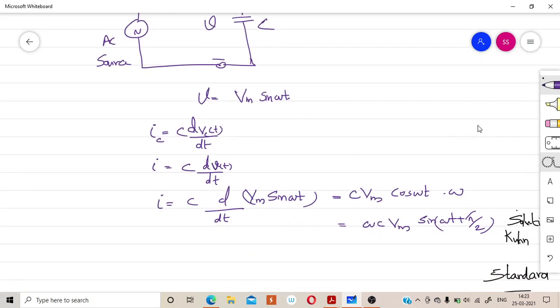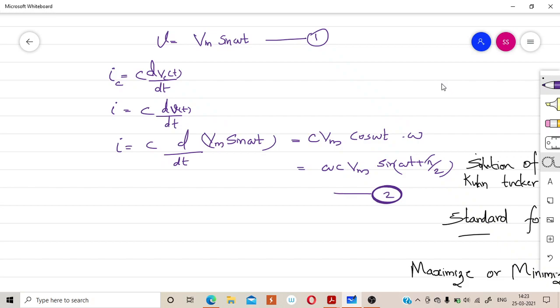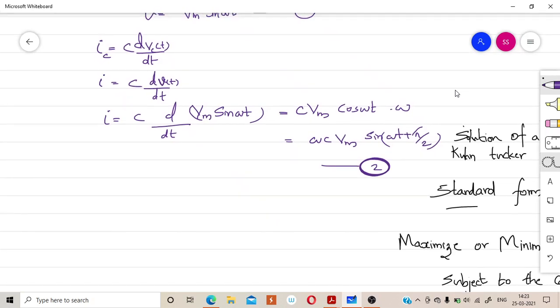Okay, on comparing equation 1 and this equation, we can observe that sin of omega t plus pi by 2 is the case for I. So that means V can be written as the phasor Vm at an angle 0 degree, and that is also equal to V at an angle 0 degree, where V is our RMS value.